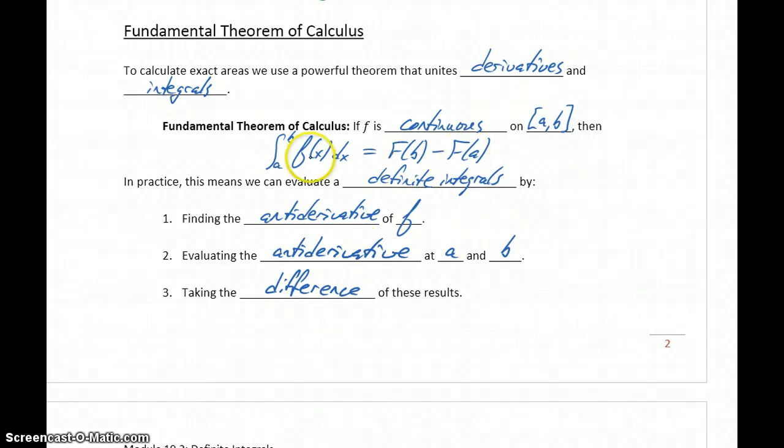So we start off with the idea of indefinite integrals to get this antiderivative, and then we just evaluate that antiderivative at the upper bound and then subtract evaluating it at that lower bound.